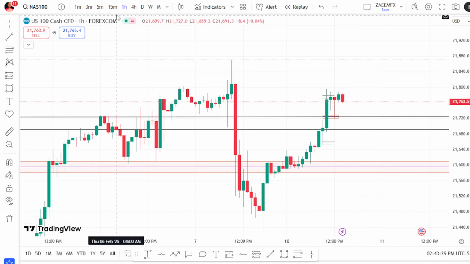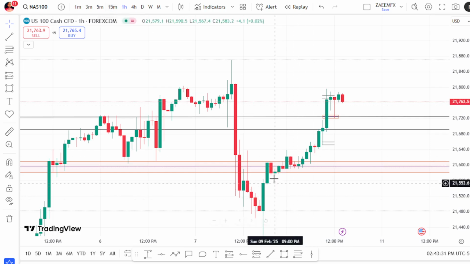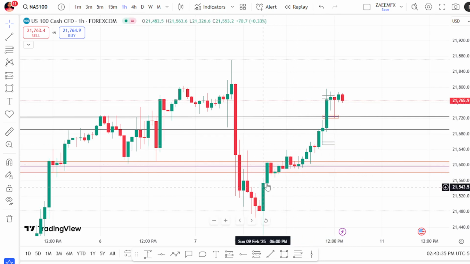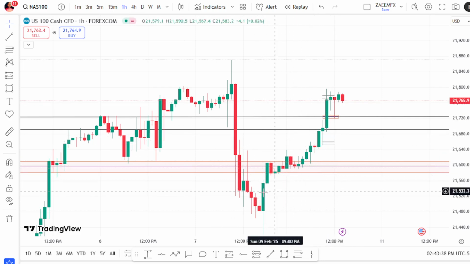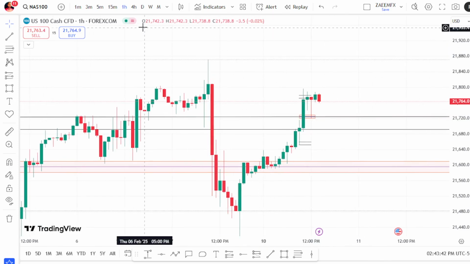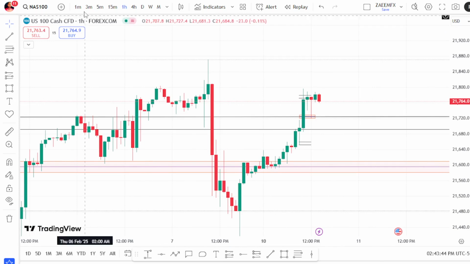We have all those sell side liquidity here. Look at this sell side liquidity. They are very obvious points. This is why I took the sell short position. I was in M5.